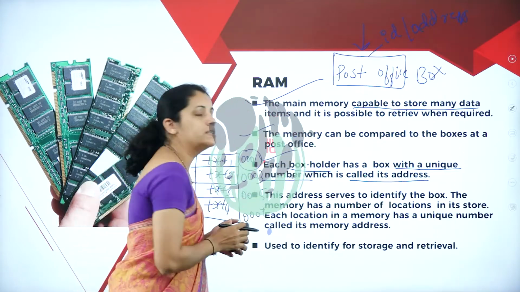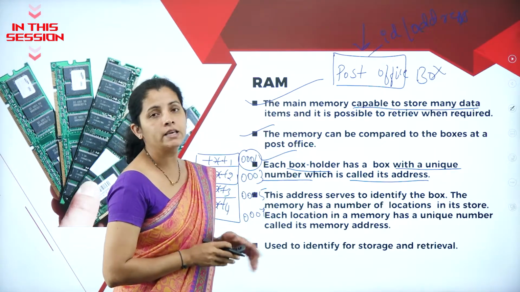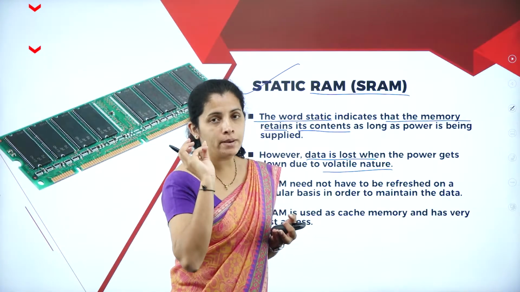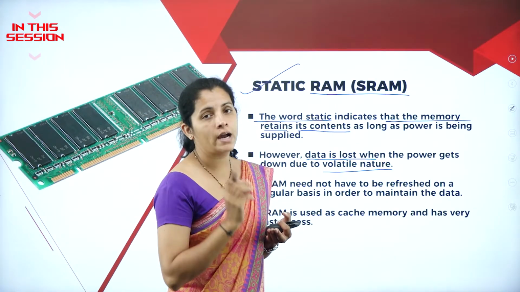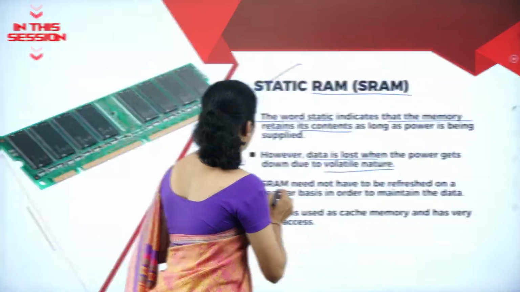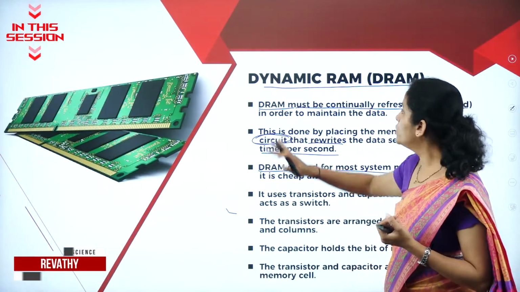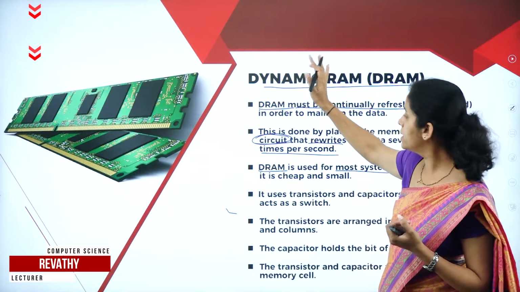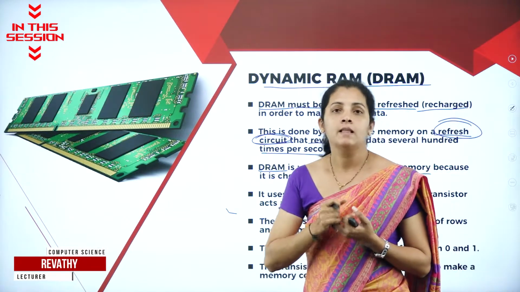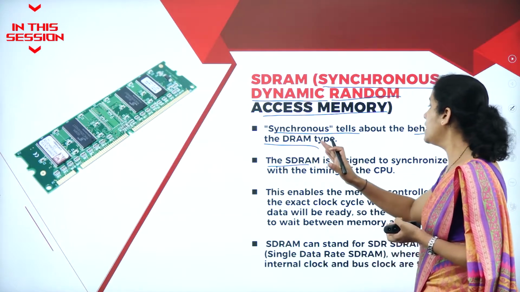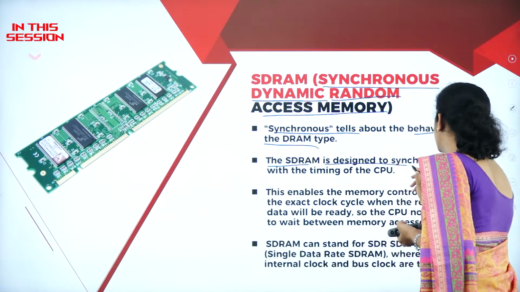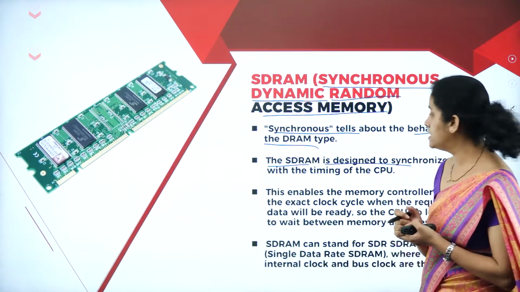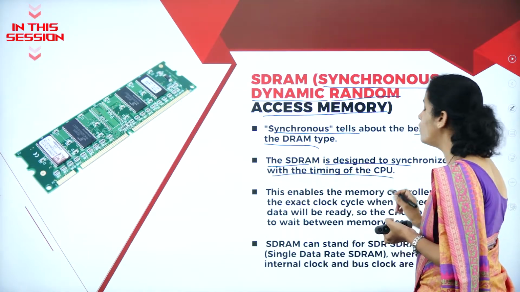Each address is identified by a unique address. Static random access memory is also a type of volatile memory. Most systems we are going to use dynamic random access memory instead of static random access memory. Synchronous dynamic random access memory is designed to synchronize itself with the timing of the CPU.